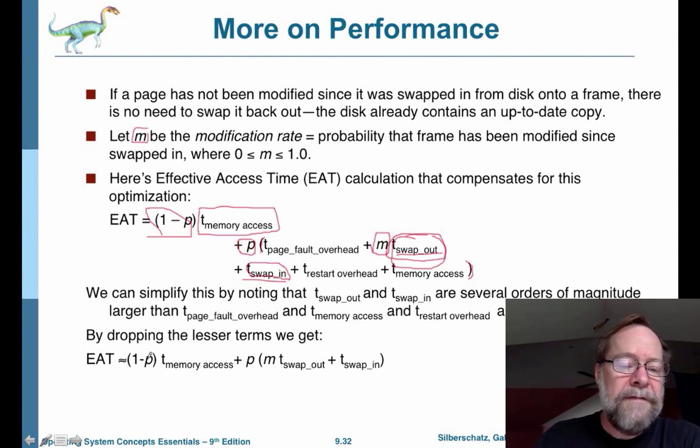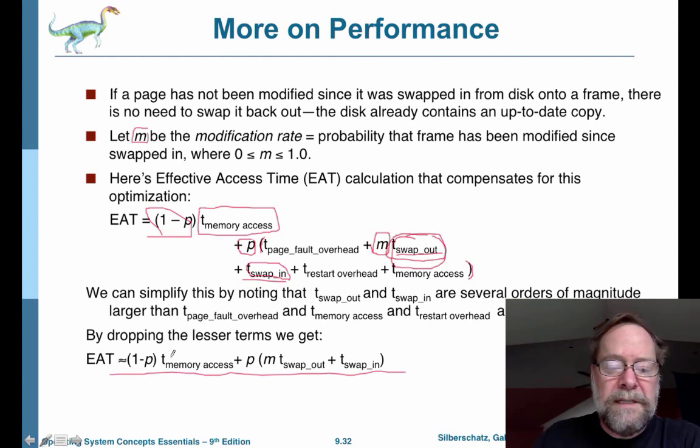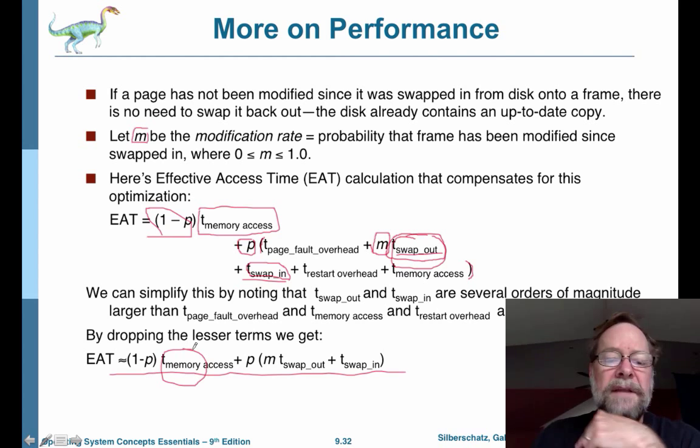And so what we get is our effective access time becomes this value down here. So 1 minus P of the time, no page faults, just pay the standard memory access cost. But the other time, you do have page faults, and some of the time you've got to pay to swap out, but you always have to pay for the swap in.